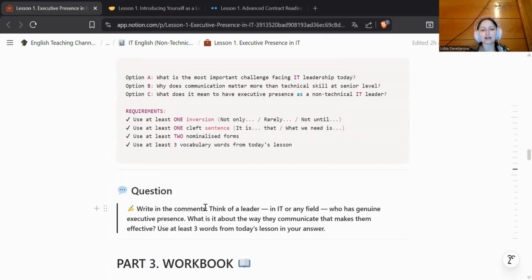And in the comments, write: think of a leader. It can be in IT. It can be a person you know. It can be a person in any field, whatever you want, who has genuine executive presence. What is it about the way they communicate that makes them effective? And it would be great if you used at least 3 words from today's lesson in your answer. So I'm waiting for your answers in the comments.